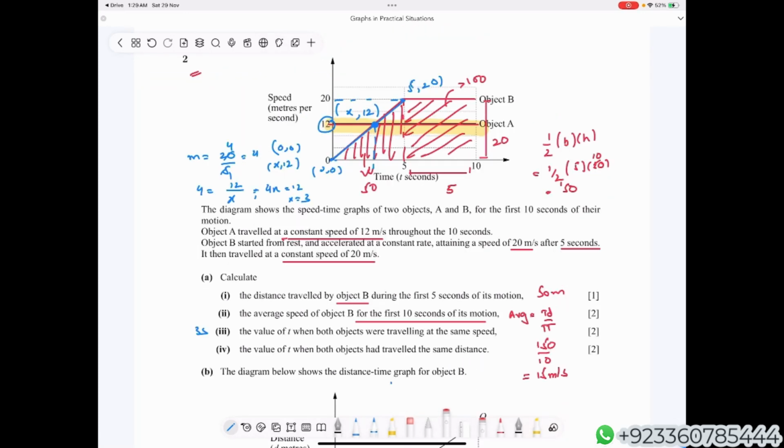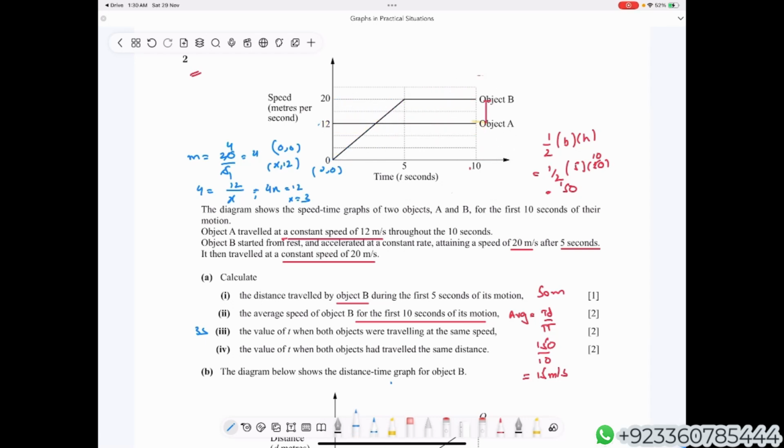The next part says you want to find the value of t when both objects have traveled the same distance. So let's just clear out the graph for a minute. This is slightly tricky. Now, object B is traveling at a constant speed of 12. तो इस पे हम speed is equals to distance over time apply कर सकते हैं. यहाँ से जो हमारा distance हो जाएगा speed into time. Right, so speed is constant at 12 and time we need to find. So distance of B is going to be 12 into t.